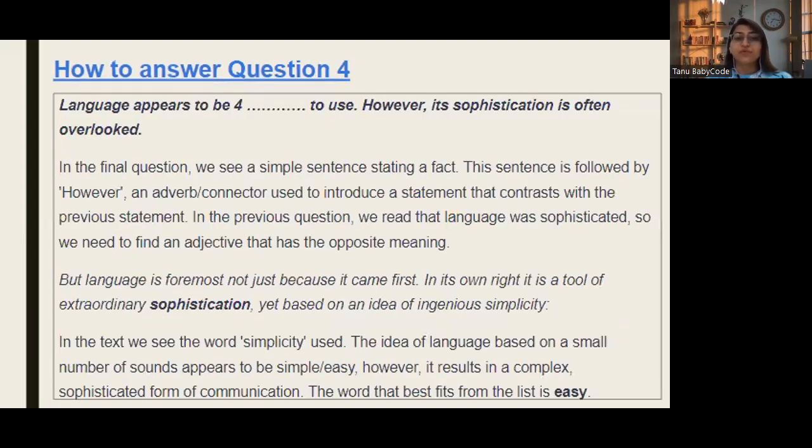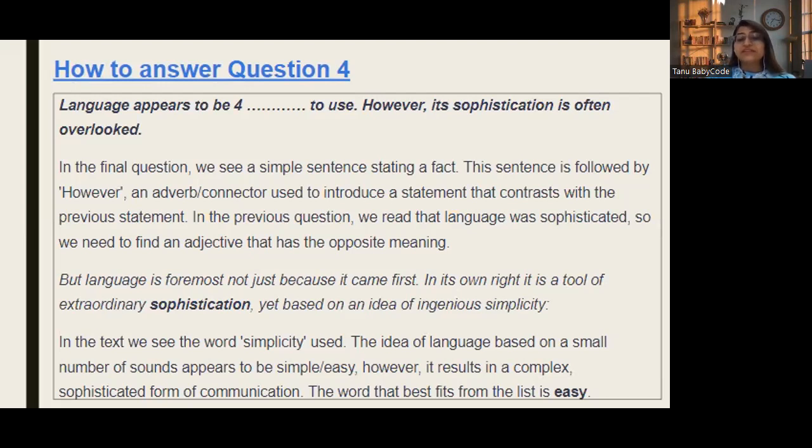How to answer number 4? Question number 4 says language appears to be dash to use. However, its sophistication is often overlooked. So in the final question, the sentence is followed by however. That means a connector which is introducing a statement that contrasts with the previous statement. So in the previous question, we read that language was sophisticated. So we need to find an adjective that has the opposite meaning. But language is foremost not just because it came first; in its own right, it is a tool of extraordinary sophistication, yet based on an idea of ingenious simplicity.